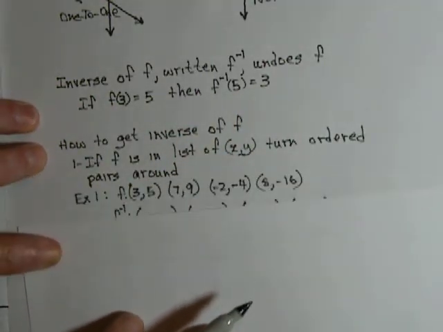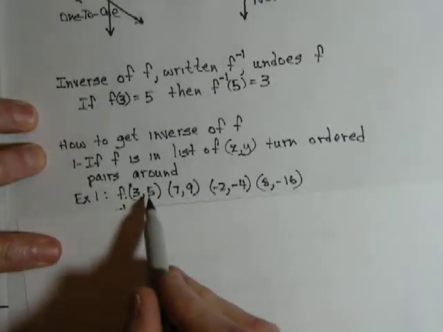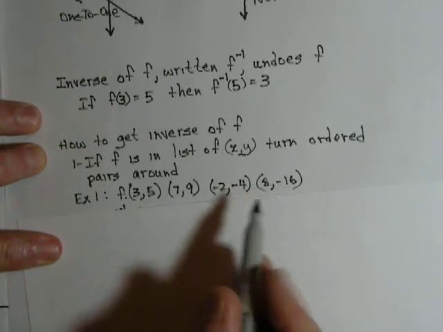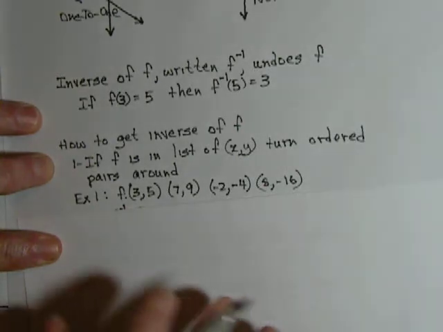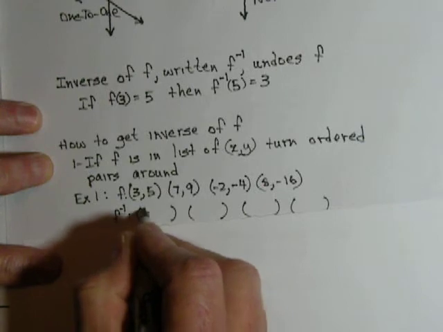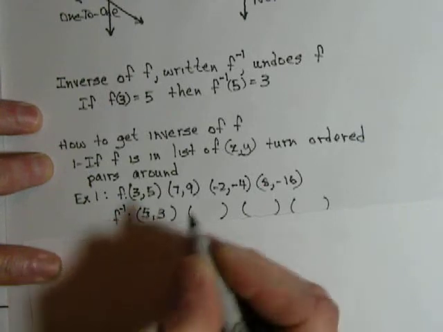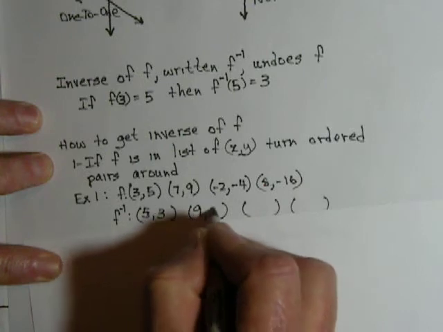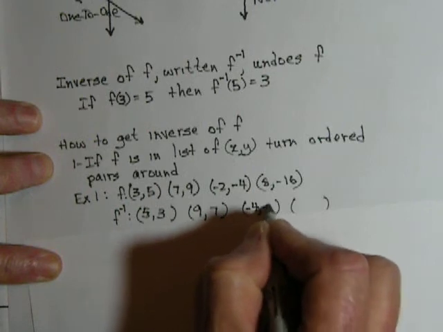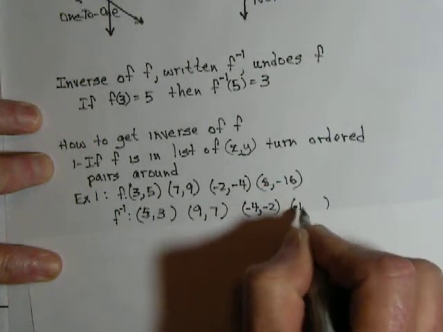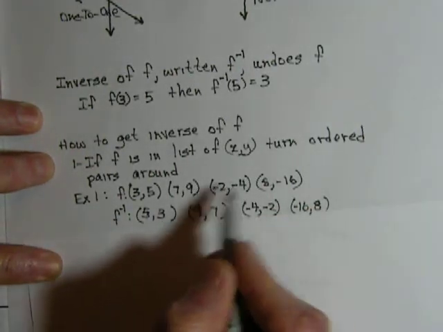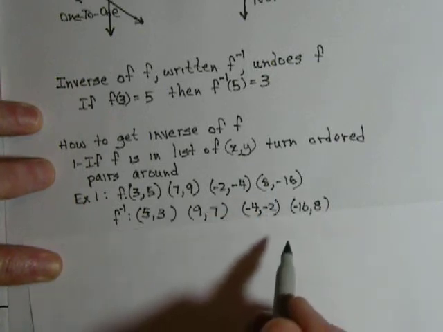So, as an example, if f creates these ordered pairs, (3, 5), (7, 9), (-2, -4), and (8, -16), then the inverse of f would turn these ordered pairs around. So f inverse, you would get (5, 3), (9, 7), (-4, -2), and (-16, 8). So basically it's just going to turn these ordered pairs around. And that's basically what we're going to do in the other methods.